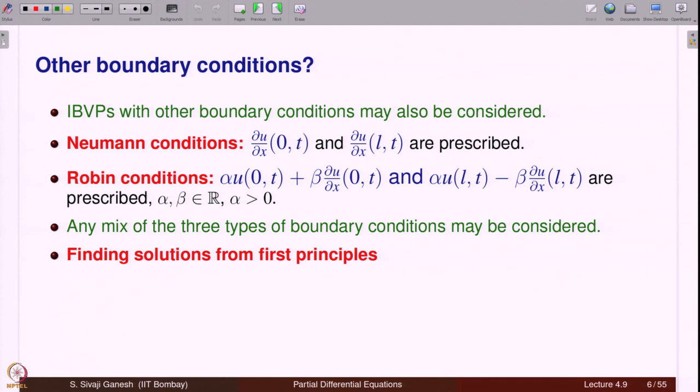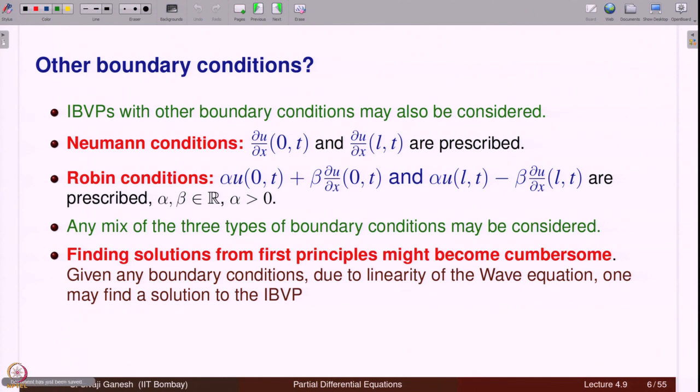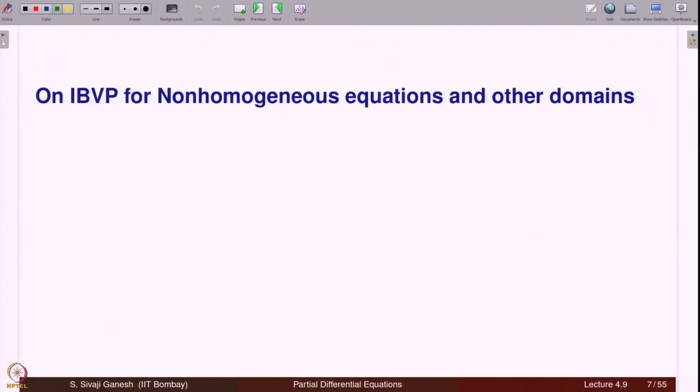Finding solutions from first principles might become cumbersome for these other boundary conditions, not so much for Neumann conditions, but for Robin conditions it is going to be cumbersome. Given any boundary conditions, due to linearity of the wave equation, one may find a solution to the IBVP as a superposition of solutions to simpler problems. So, when we have to solve an IBVP, we should identify simpler problems out of them, solve them, and then superpose the solutions, and that will be a solution thanks to the linearity of the wave operator.